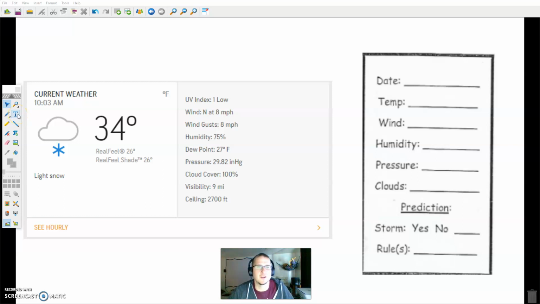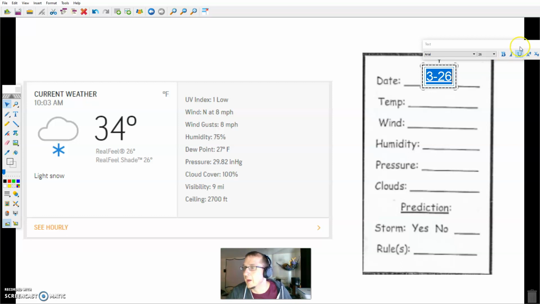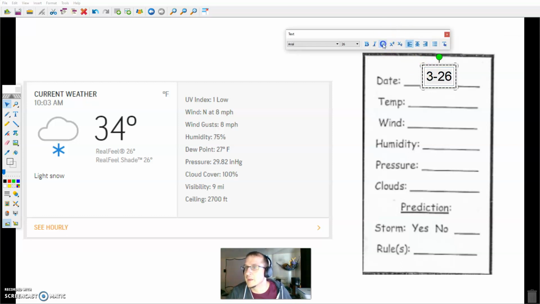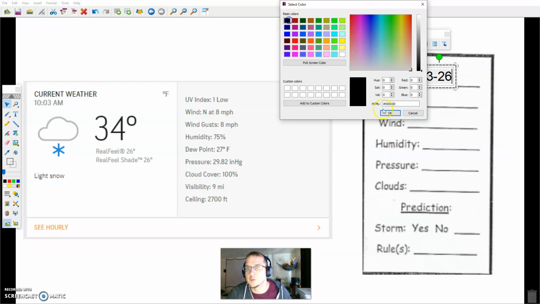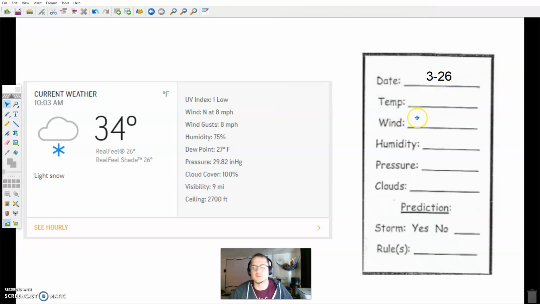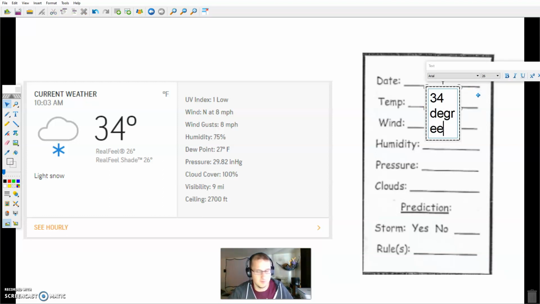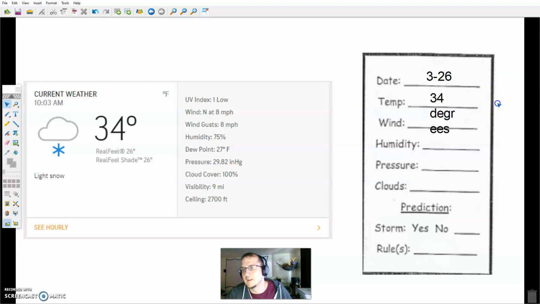Okay, so the first thing we're going to record is the date. If I were doing this for today, today is 3/26. I don't want that underlined, and I don't really want it blue. I don't know why, I just don't. So today is 3/26. Now, all of the rest of the information I need is right here. I'm going to put 3/26 down here, and temperature is 34 degrees. If I'm writing, I can just put that little circle.